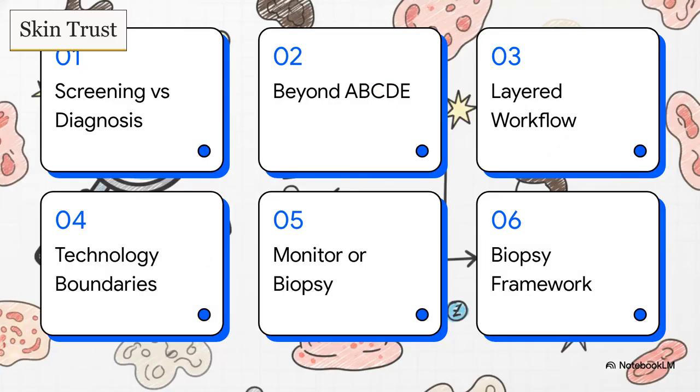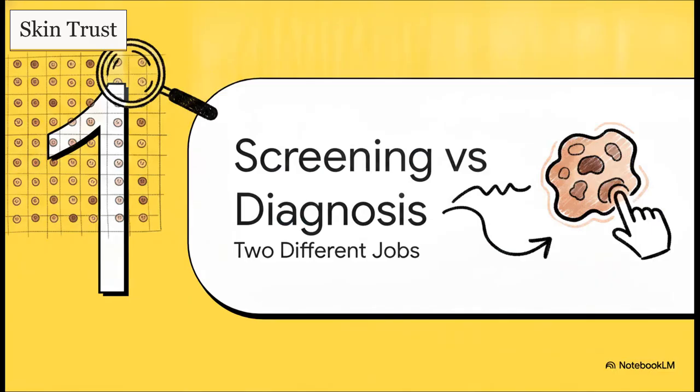We'll start by looking at screening versus individual diagnosis. Then we'll move beyond the ABCDE checklist. From there, we'll build a layered detective workflow, define our dermoscopy and technology boundaries, tackle the monitor or biopsy decision, and finally wrap up with a practical biopsy decision framework. Let's start right off with Section 1, Screening versus Individual Diagnosis.